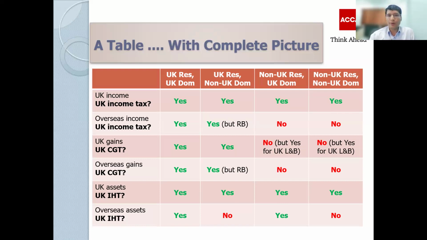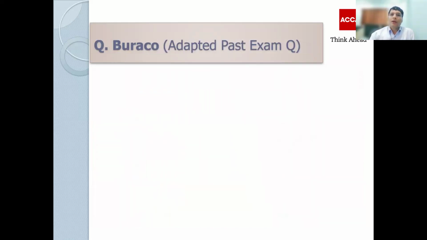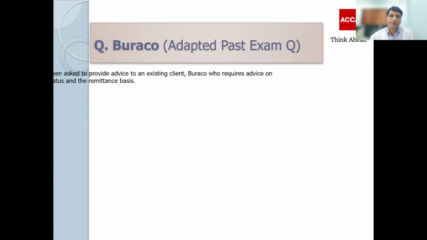Right. Let me move on. If any questions, please let me know. Otherwise, I will move on. In order to illustrate this, I will take you to some exam type question. This is one of the adapted past exam questions, DD, and I have taken the part relating to this chapter, personal income tax with cross-border.